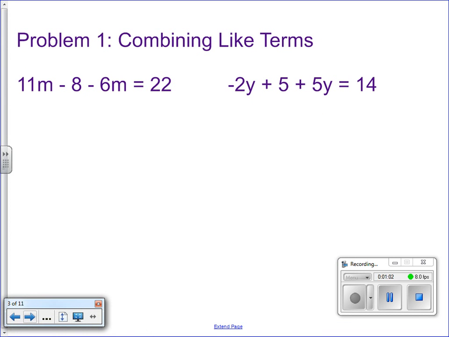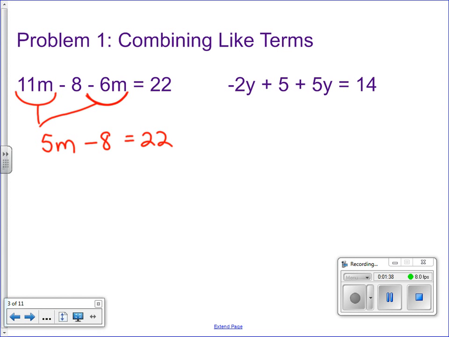So looking at our first equation, 11m minus 8 minus 6m equals 22, what we notice is that we have two terms that have an m in them. So we're going to combine those two. 11m, and notice I take the minus sign with the 6m. 11m minus 6m is going to give us 5m. Bringing down the minus 8 equals 22.